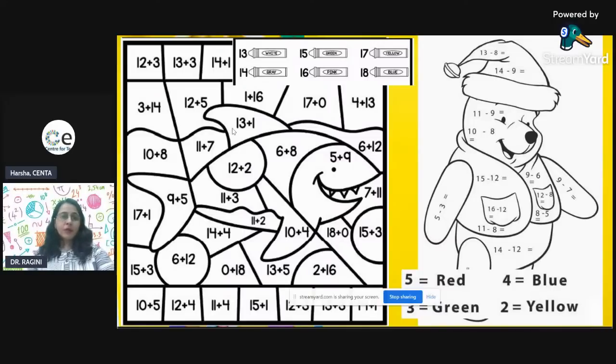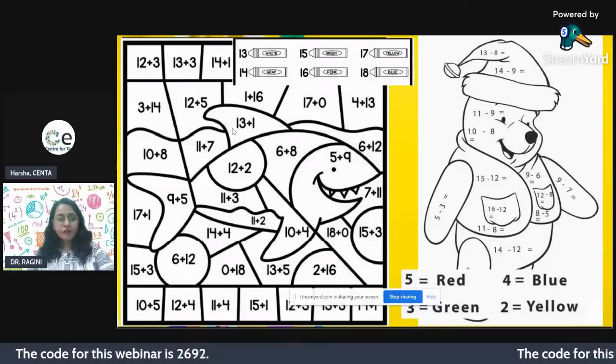And the background could be in shades of blue, light blue, dark blue. So different waves could be there. This worksheet is quite helpful and interesting for kids for addition and subtraction, ma'am.